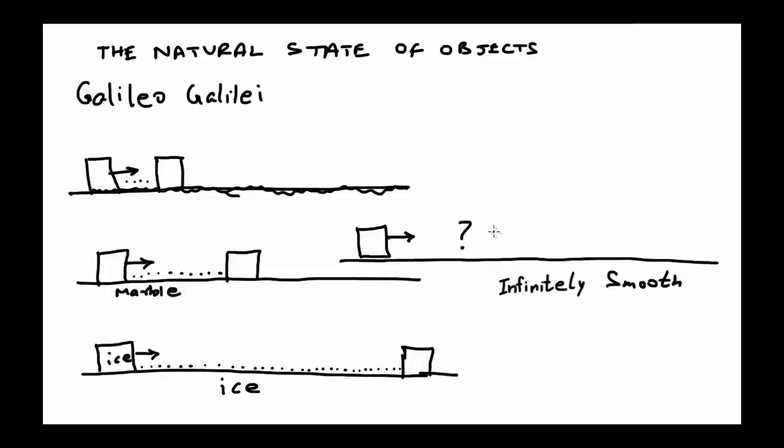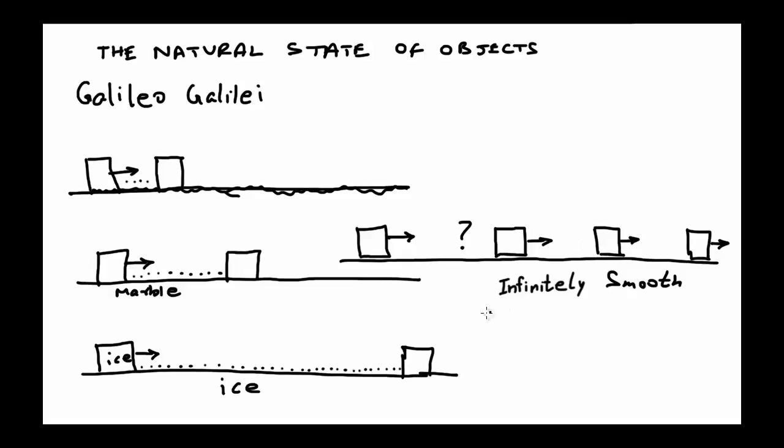Well, Galileo concluded that in the absence of friction, which is an external force that produces a braking effect on the motion of these objects, this box is going to keep moving forever in a straight line. So when it gets here, it's still moving in the same direction with the same speed. When it gets here, it's still moving in the same direction with the same speed, and so on forever and ever and ever. This was Galileo's insight.